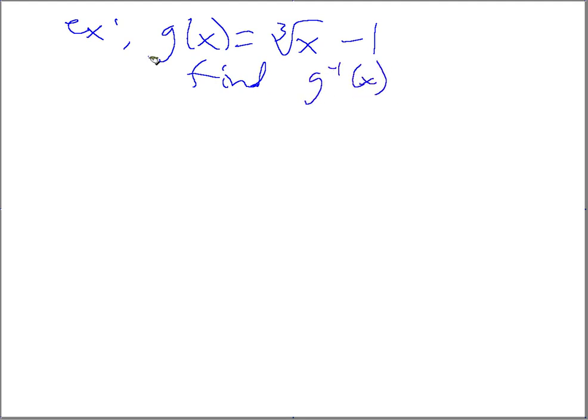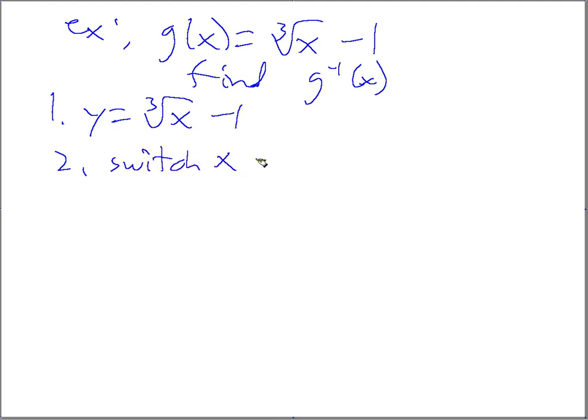All right, so again, let's let y be the function. Let y be the cube root of x minus 1. We're going to then switch x and y again. Key step here, switch x and y. So y becomes x, and x becomes y: x equals cube root of y minus 1. And step 3, let's solve for y.